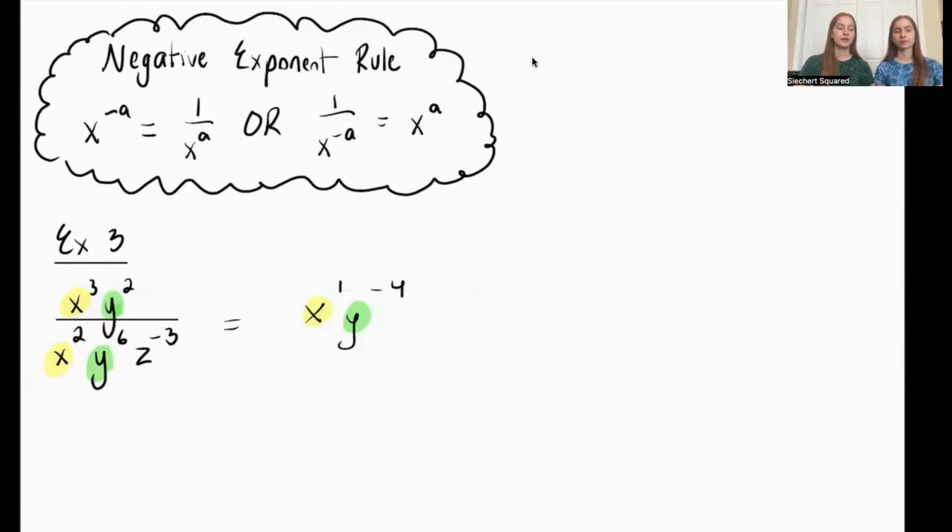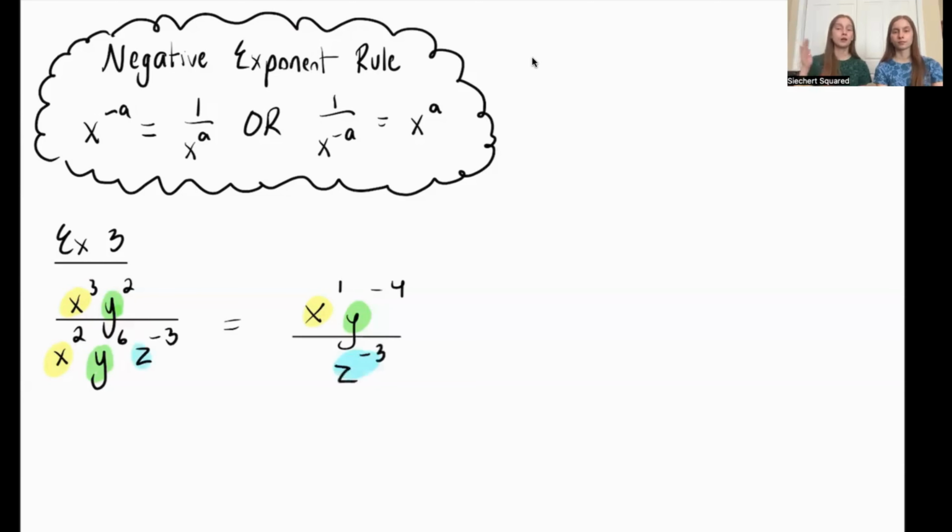Exactly. And then for our very last one, I still have my z, but I only have one of those z's. I just have the z's on the bottom. I don't have any z's on top. So that means that the z's, you're not going to change them, not going to move them. Just for now, I'm not even going to deal with the negative exponent. I am simply just going to rewrite the z where it already was.